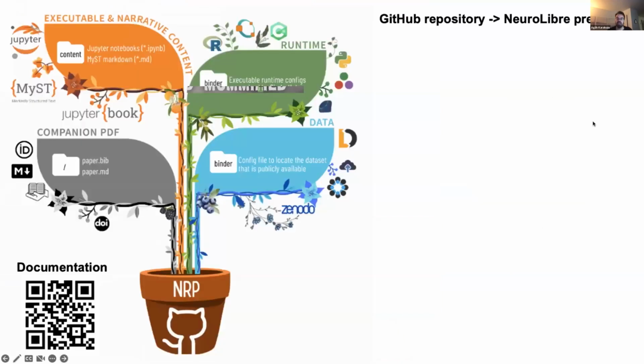So how do we create these reproducible preprints? It all starts with a GitHub repository.